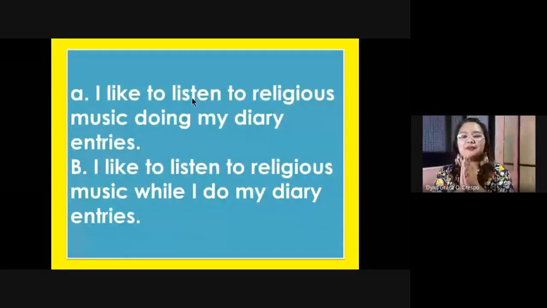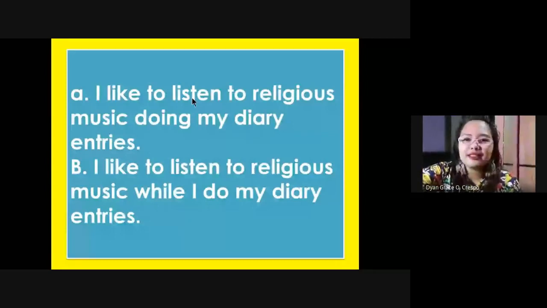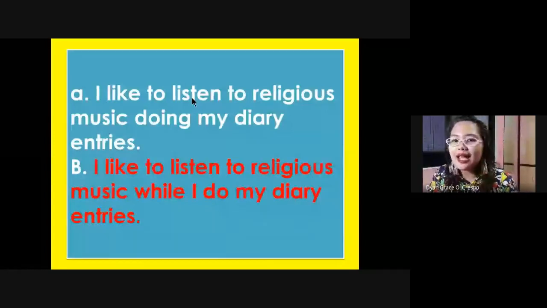This is one of my favorites. Letter A: I like to listen to religious music during my diary entries. Letter B: I like to listen to religious music while I do my diary entries. Which among the following is correct? What is the correct answer? Now let us check. The correct answer is letter B: I like to listen to religious music while I do my diary entries. So imagine, kanina, di ba, may sabagitan dumating. Ngayon naman, religious music ang magawa ng diary entries. So you can see, it's very creepy.